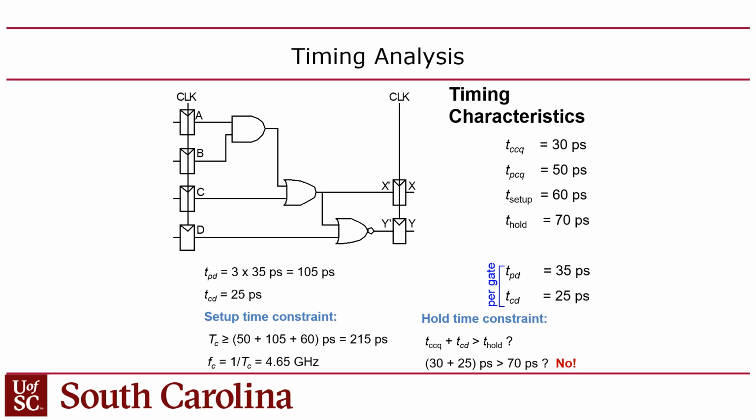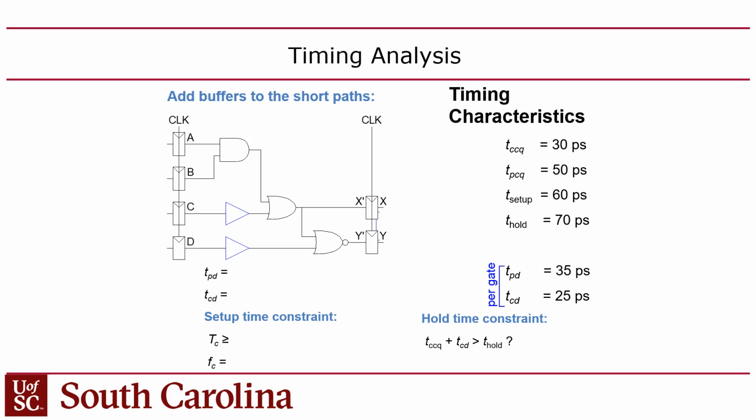So you can go in and add some dummy gates along the short path. I could put in these two buffers. That will slow down the contamination delay from the C and D inputs, so that's going to add another 25 picoseconds. So we'll have 25 plus 25 here, which is 50. Right? So we'll have 50 picoseconds plus the contamination delay of the flip-flop, which is 30. So 50 plus 30 is 80, so we should be good, right?